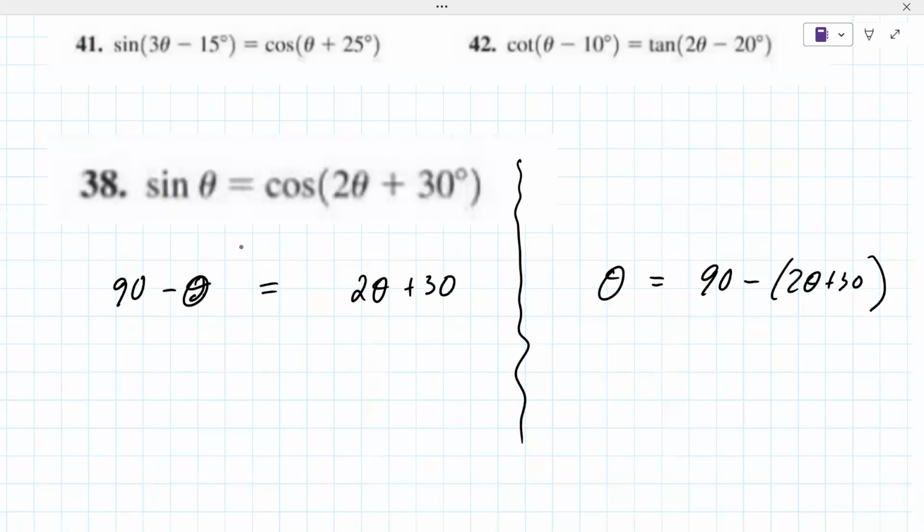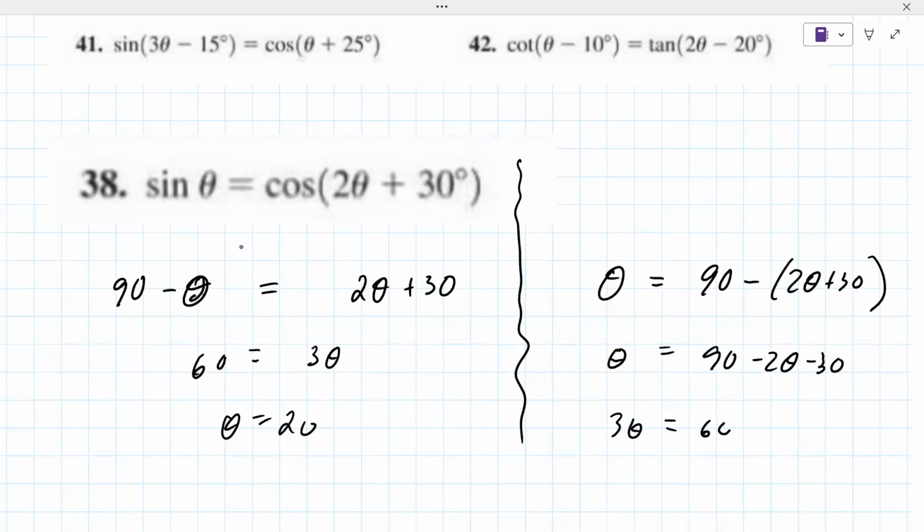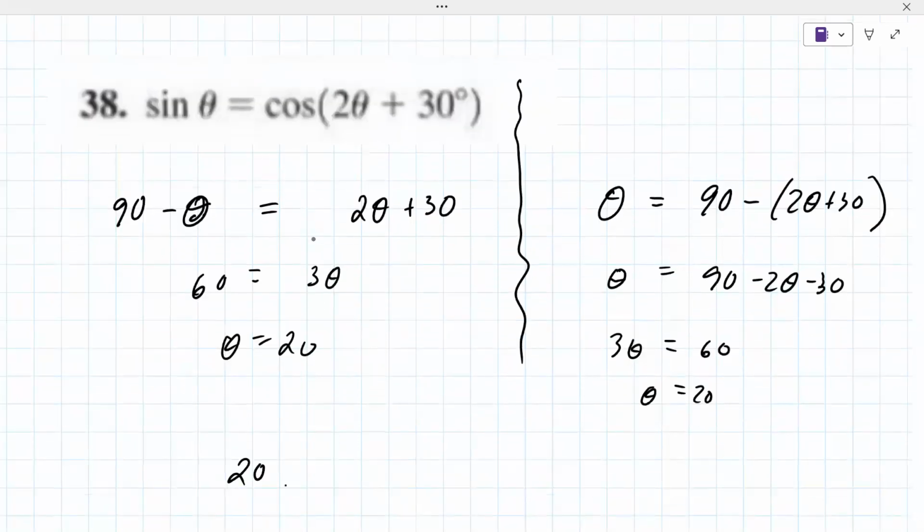I'll solve the one. You can solve either of these. It ends up being 60 equals 3 theta. Theta equals 20. On the right, same thing. You get 90 minus 2 theta minus 30, so you end up getting 3 theta equals 60. Theta equals 20. And be careful that it's not just about finding theta. Sometimes they want both angles. It might be 20 comma 70 as an example.